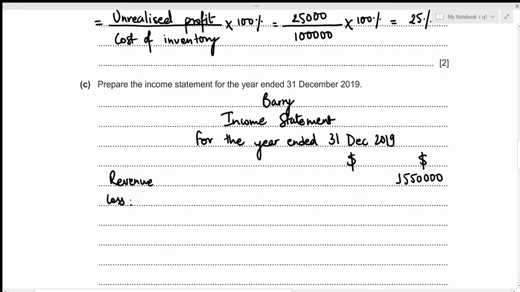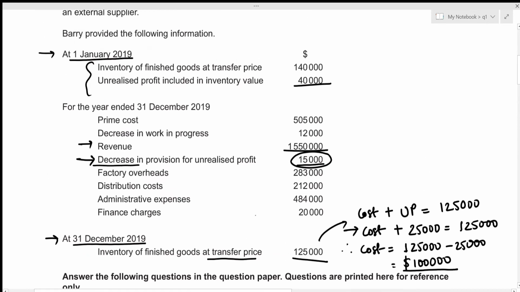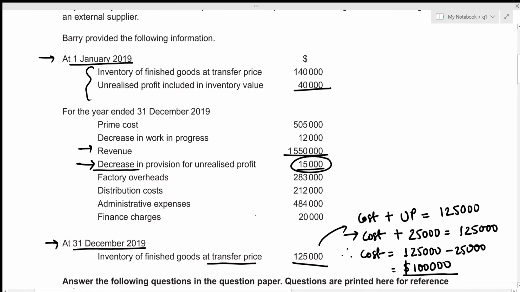And the next step would be to subtract our cost of sales, right? So that's less cost of sales. And we will always start with our inventory at 1st January 2019. So that's going to be our opening inventory. Let's have a look above. And since we're talking about a manufacturing business, the opening as well as the closing inventory should be valued at a transfer price. So we're given our opening inventory right here at a transfer price, right? And this amounted to 140,000. So let's substitute this value.